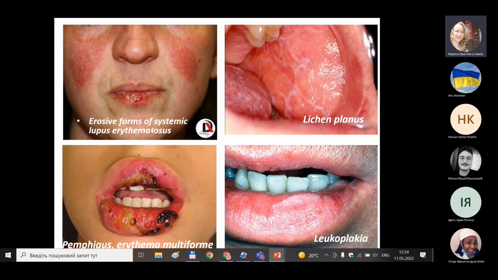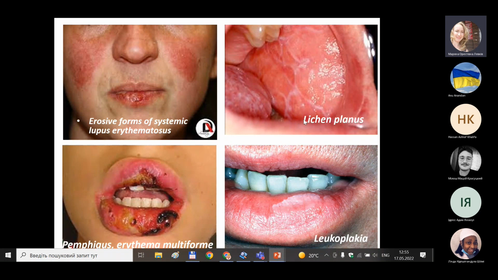Erosive forms of systemic lupus erythematosus. First of all, together with the lesion on the lip, lupus erythematosus always has this special typical butterfly-like pattern on the skin of the cheeks and nose. It is always present.